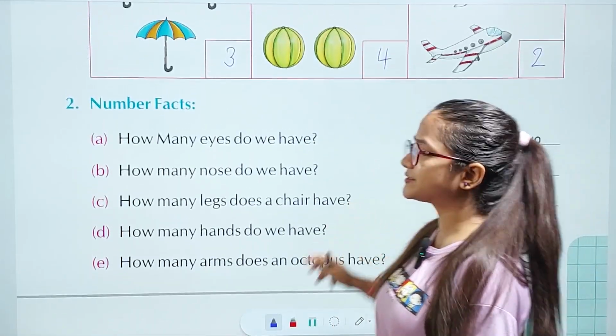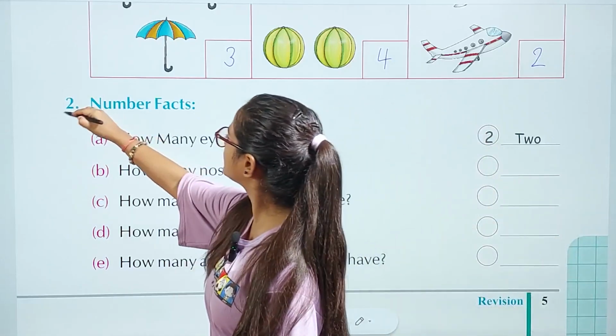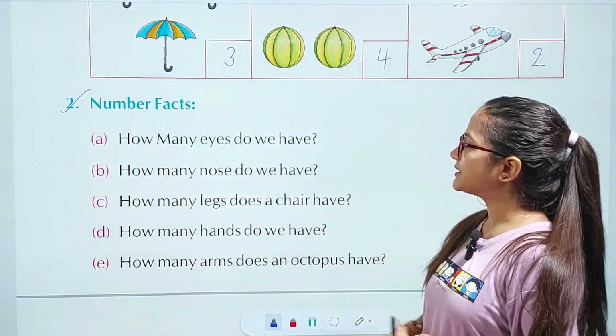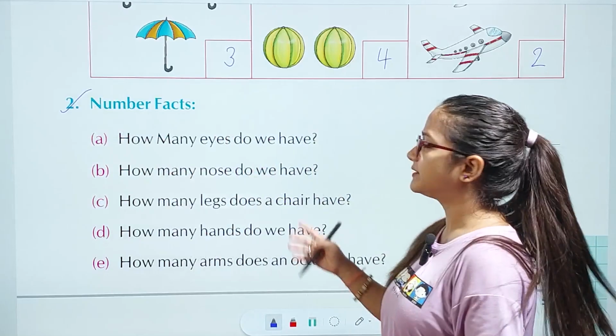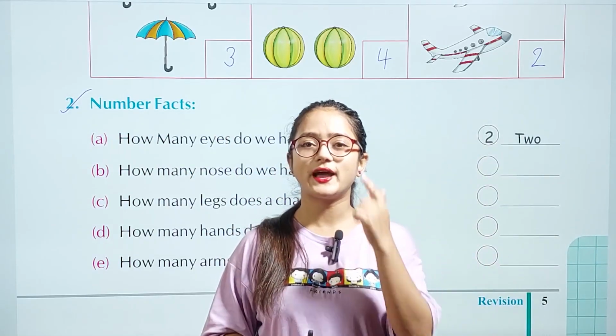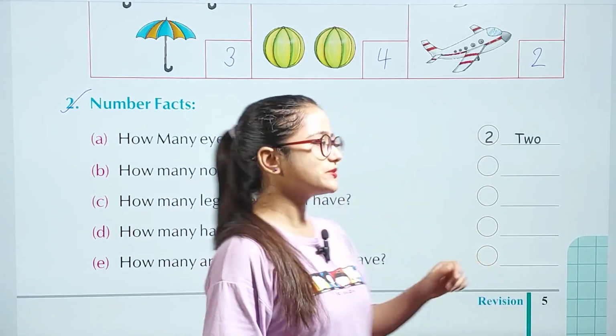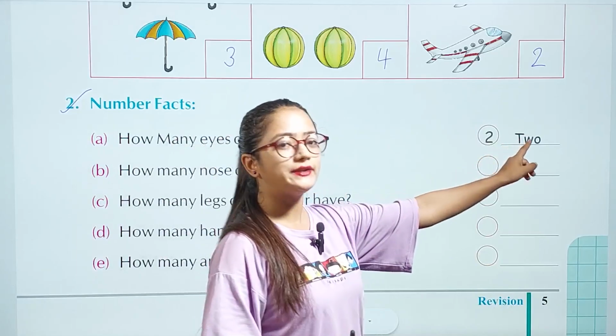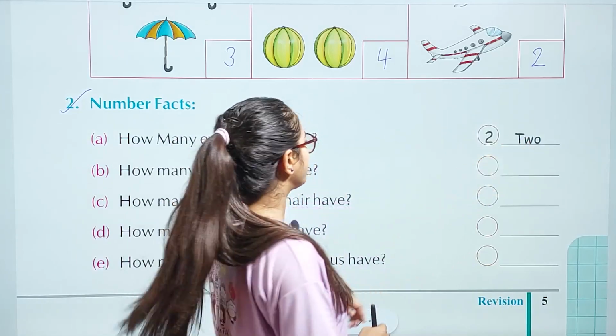Now students, let's do some number facts. First question is, how many eyes do we have? We have 2 eyes. Okay, so you have to write down 2 and also the number name. Okay, next one.